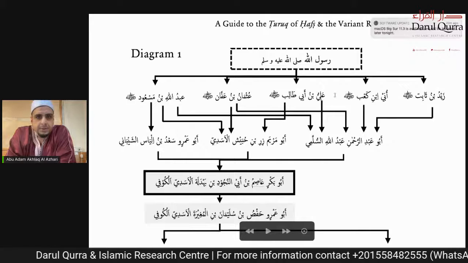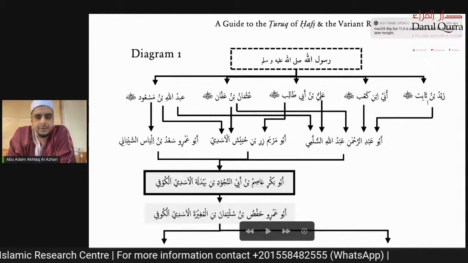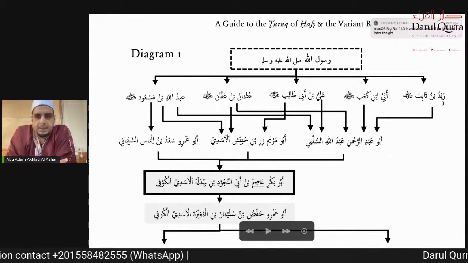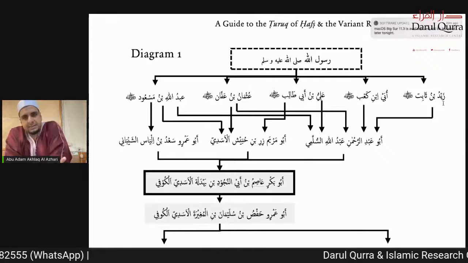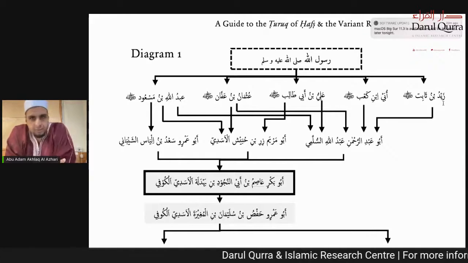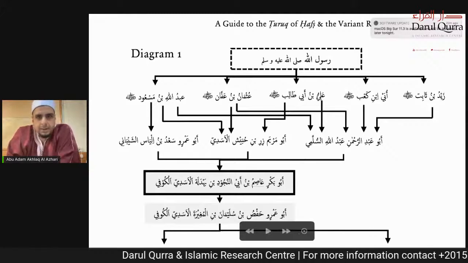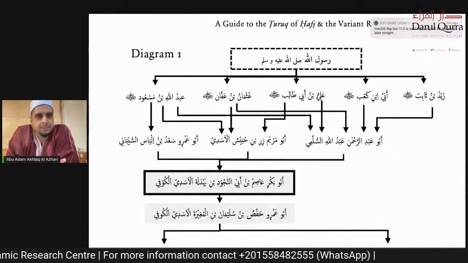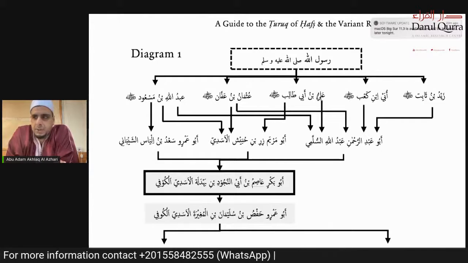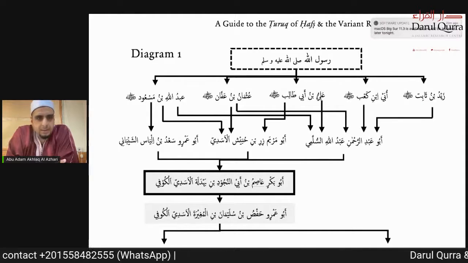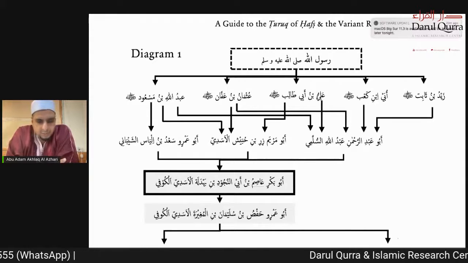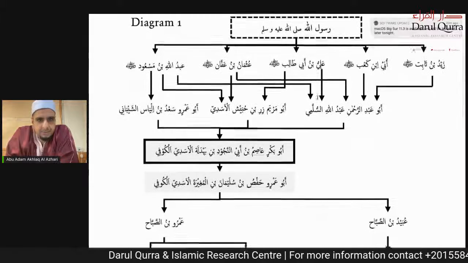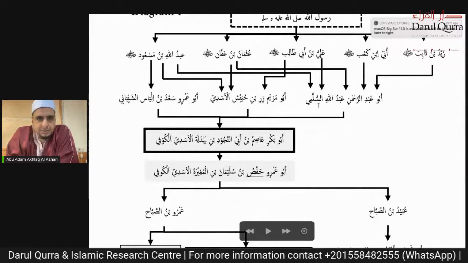Okay, they've then got five main companions. Okay, start from the right. Sayyidina Zaid bin Thabit, then Ubay ibn Ka'b, Ali ibn Abi Talib, Uthman ibn Affan, Abdullah ibn Mas'ud. So these are your five main companions. They're known as the Ashab Rasul or Sahaba. Then from these Sahaba, you can see some more scholars.